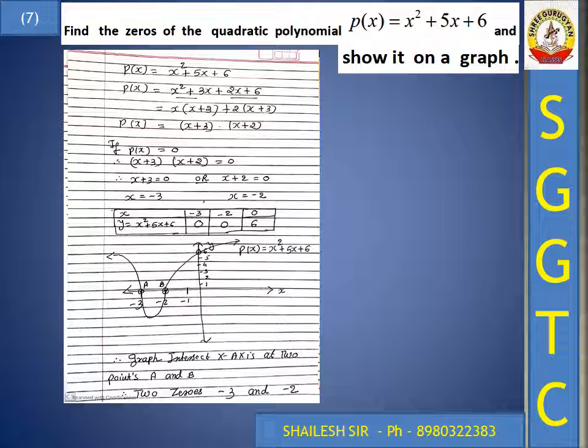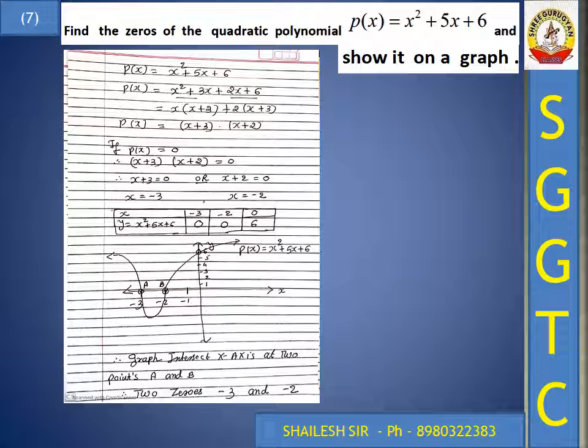If you take x plus 3 equal to 0, x equals minus 3, and if you take x plus 2 equal to 0, then x equals minus 2. And these two are both our zeros. Up to there you get a 1 mark question. And further, the next 1 mark you get for the graph. Plotting these values on the graph, if you put minus 3, y becomes 0, sure. If you put minus 2, y again becomes 0, sure. And if you take x equal to 0, then y equals 6.